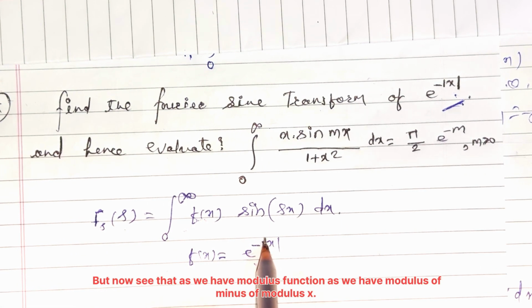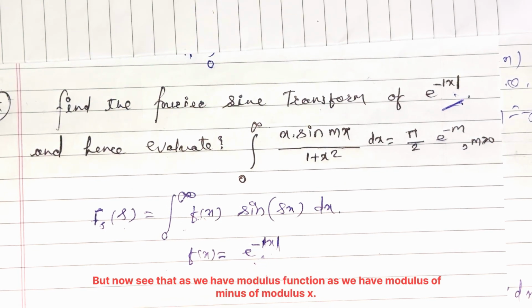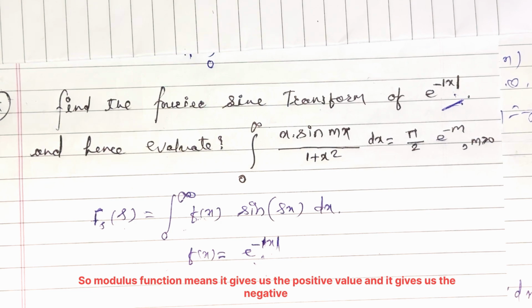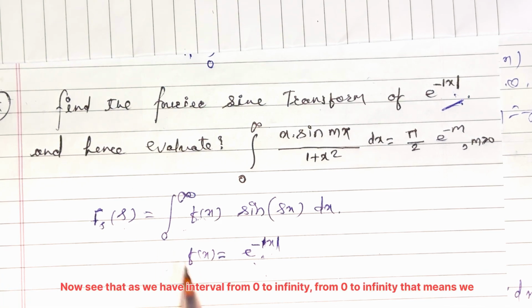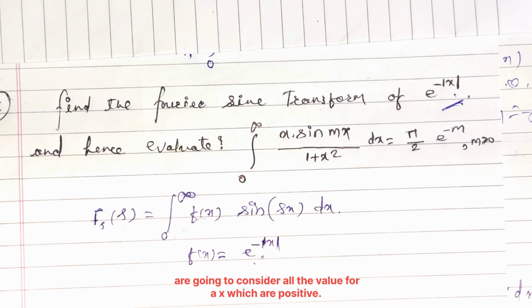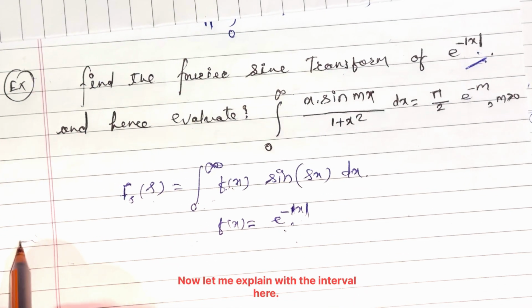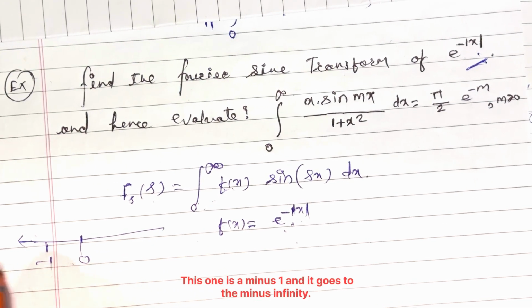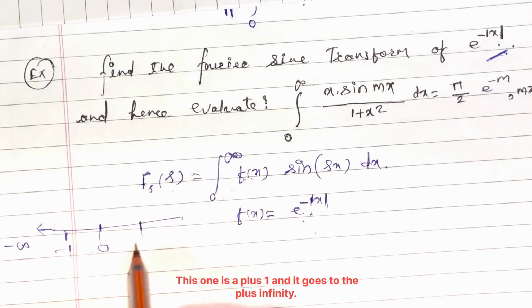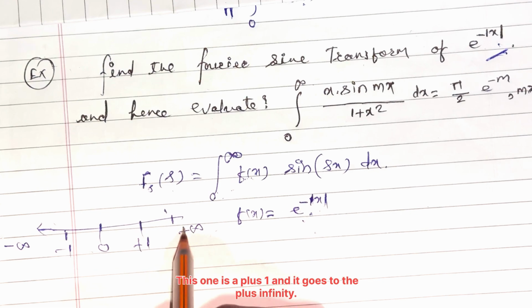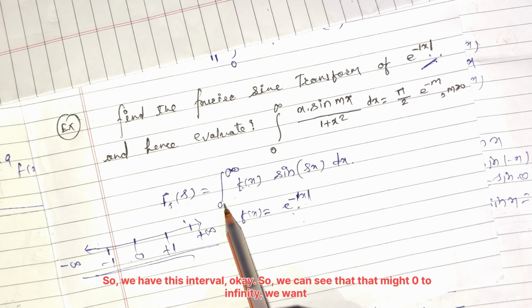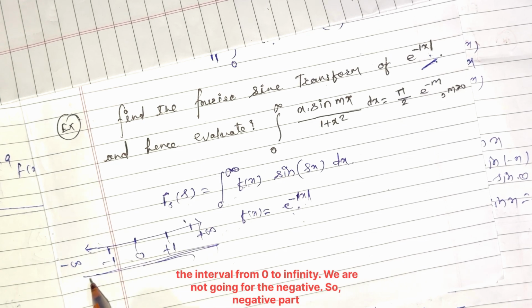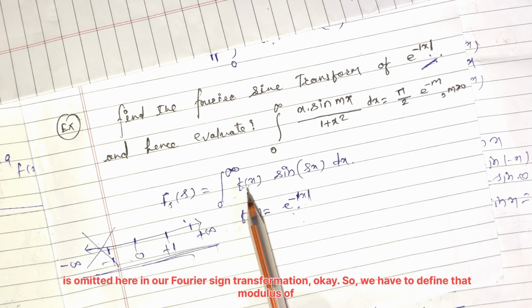But now see that we have a modulus function, minus of modulus x. A modulus function gives us the positive value and the negative value, so which do we have to consider here? As we have the interval from 0 to infinity, we are going to consider only the positive values of x. Let me explain with the interval here. This is 0, this is minus 1 and it goes to minus infinity, and this is plus 1 and it goes to plus infinity. We want the interval from 0 to infinity. We are not going for the negative, so the negative part is omitted in our Fourier sine transformation.